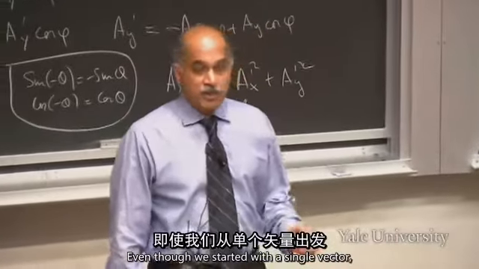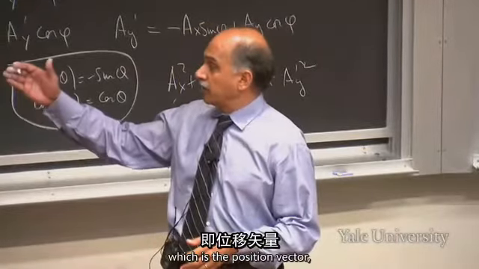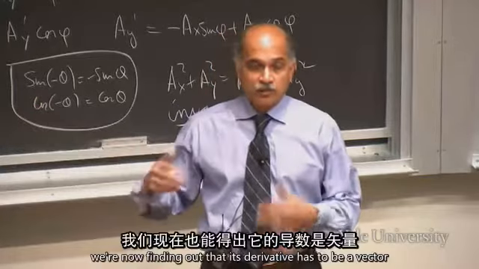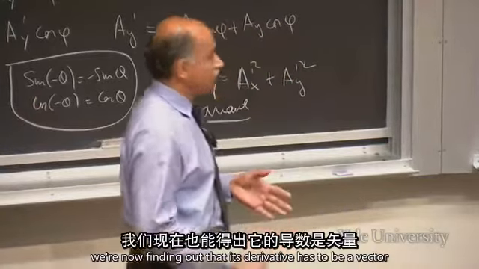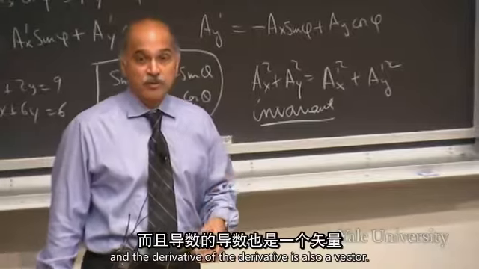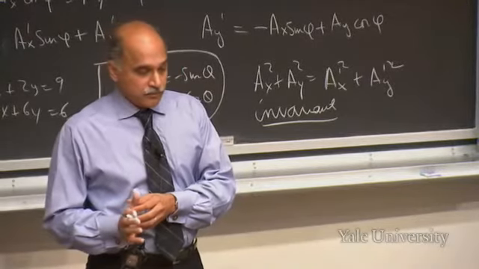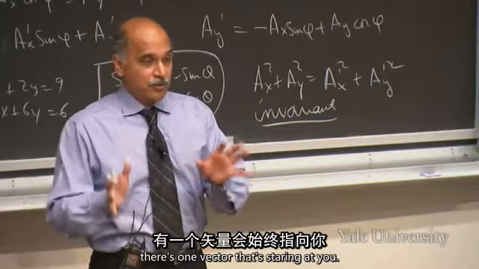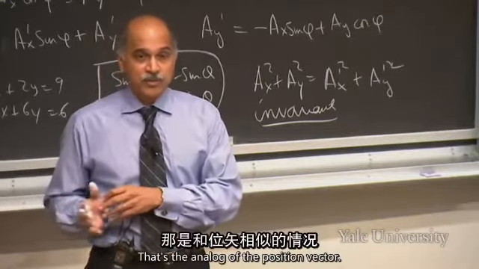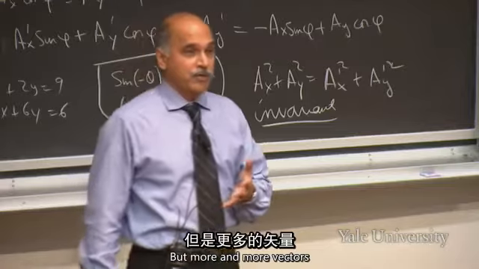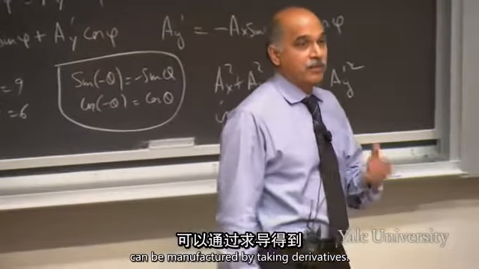So even though we started with a single vector, which is the position vector, we are now finding out that its derivative has to be a vector, and the derivative of the derivative is also a vector. Again, when you learn relativity, you will find out there's one vector that's staring at you. I'll come to what that is. That's the analog of the position vector. But more and more vectors can be manufactured by taking derivatives.